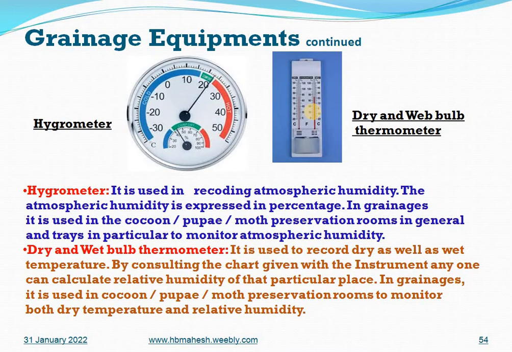Here you can observe the hygrometer to record the atmospheric humidity, and this hygrometer is specifically kept in the cocoon preservation rack, cocoon preservation tray, and this is wall mounting type. Here you can record both the dry as well as wet temperature. In consultation with a table, you can also calculate the relative humidity of that room.